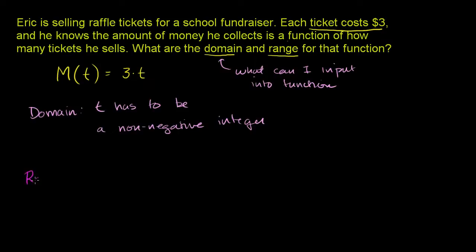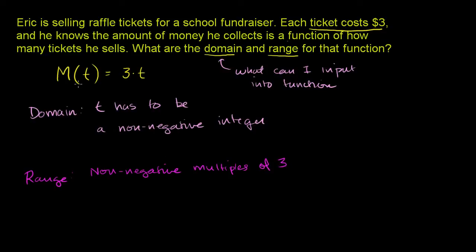Our range is the possible values that we can take on. If t is always going to be a non-negative integer, then what's 3t always going to be? Well, it's going to be a non-negative multiple of 3. So, non-negative multiples of 3.